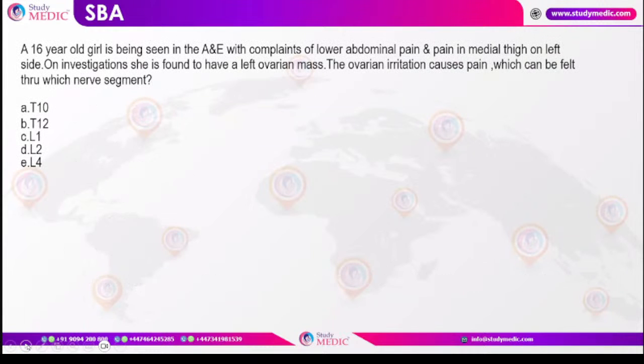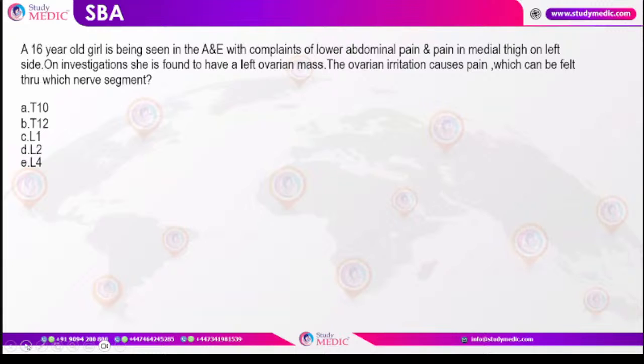Okay, now coming to the innervation of the uterus, cervix, ovaries, and vagina. Very commonly asked question, and it's always a source of confusion. So you have a 16-year-old girl who has come into the A&E with complaints of lower abdominal pain, and she has pain in the left medial thigh on the left side. She was examined, investigated, and she was found to have an ovarian mass.